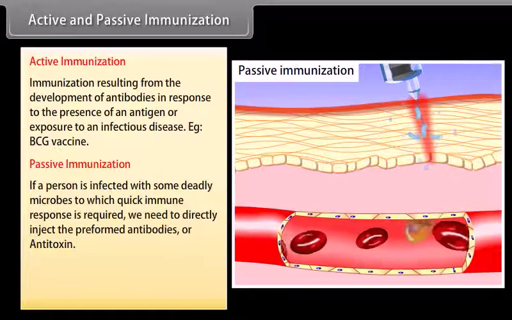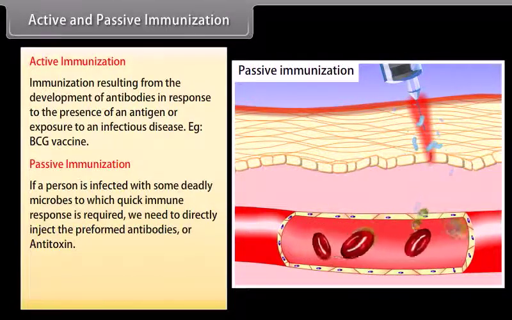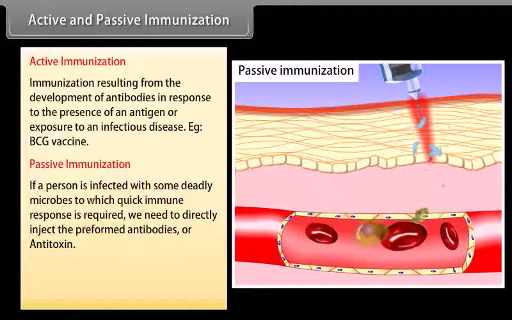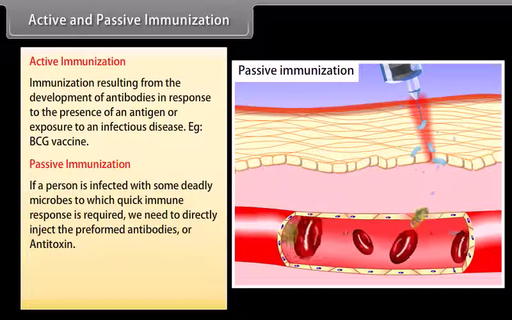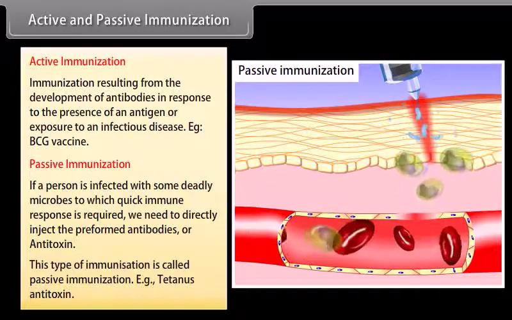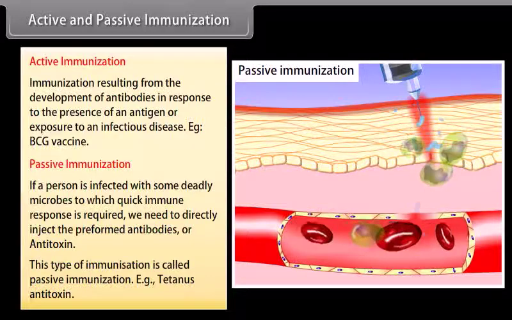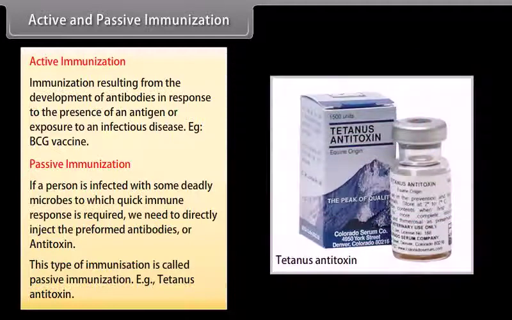Passive immunization. If a person is infected with some deadly microbes to which quick immune response is required, we need to directly inject the preformed antibodies or antitoxin. This type of immunization is called passive immunization. Example, tetanus antitoxin.